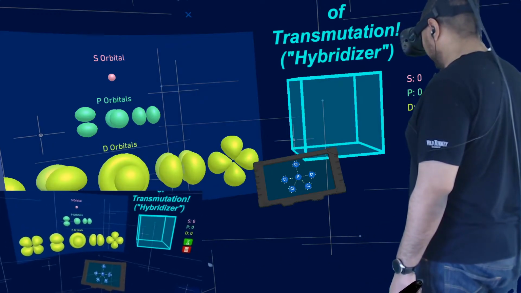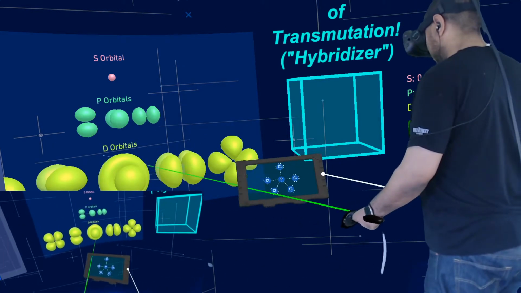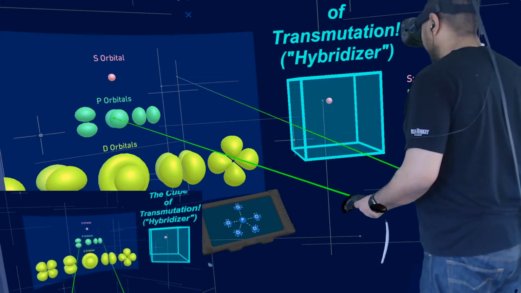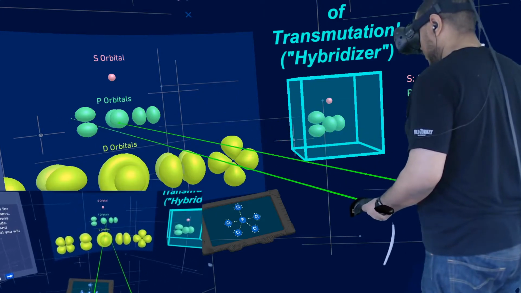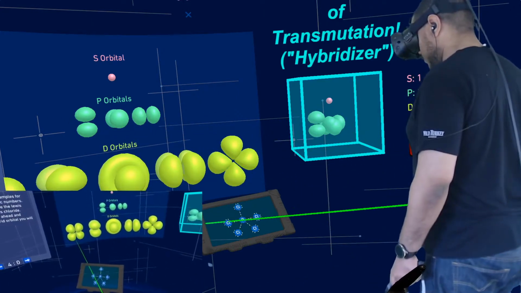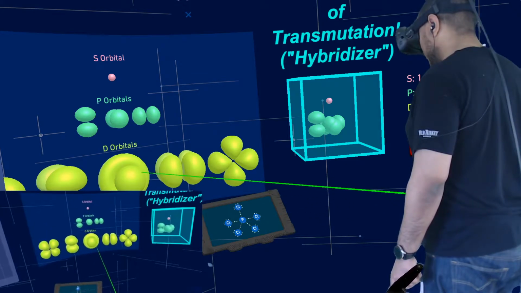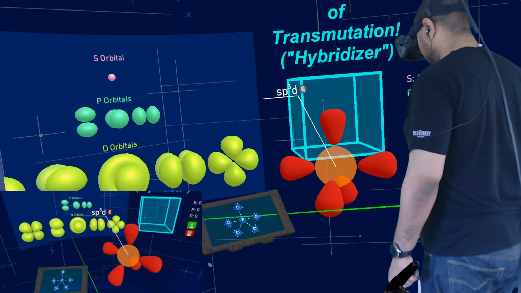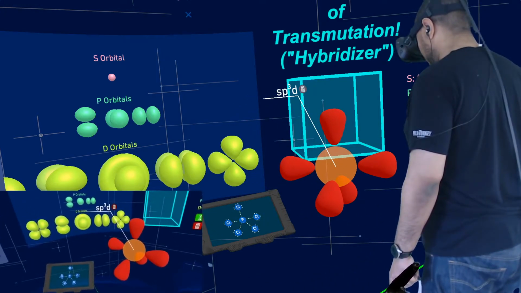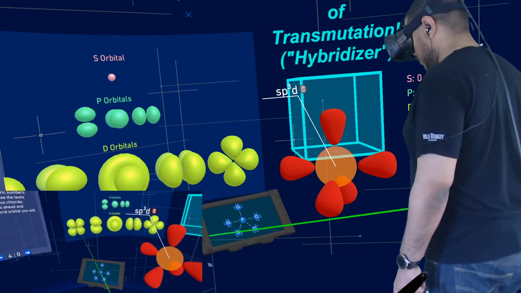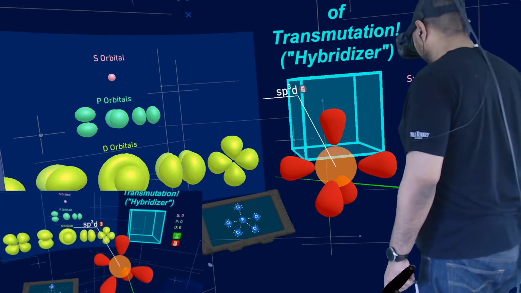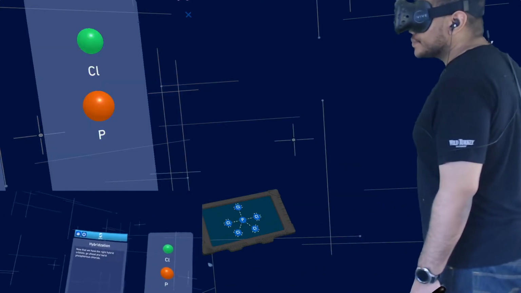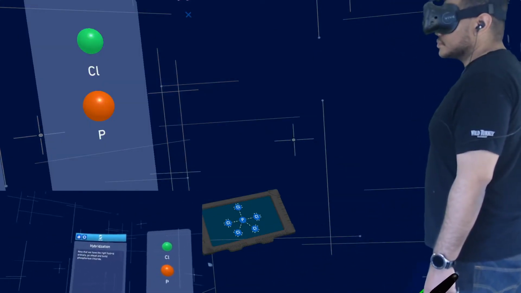Let's look at a couple of examples for molecules with large steric numbers. On your tablet, you'll see the Lewis diagram for phosphorus chloride. Using the hybridizer, go ahead and create the correct hybrid orbital you'll need. Now that we have the right hybrid orbitals, go ahead and build phosphorus chloride.